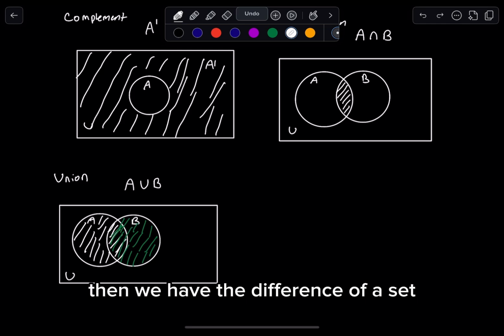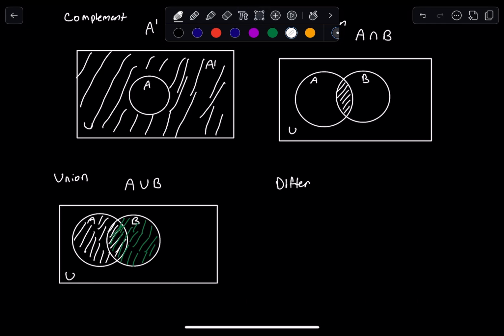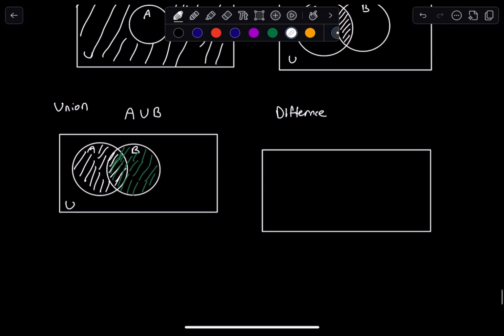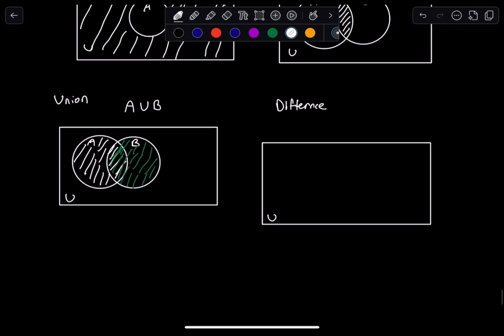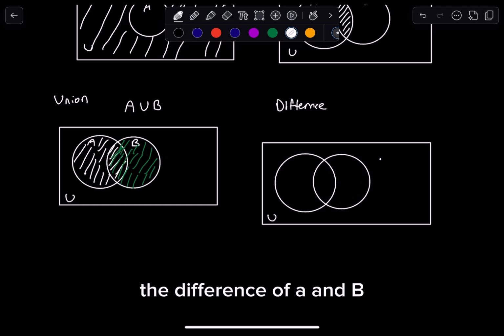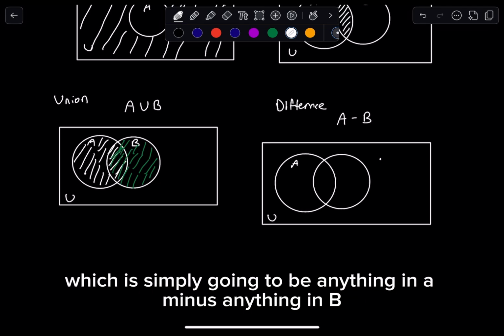Then we have the difference of a set. That is going to be the difference of A and B, which is simply going to be anything in A minus anything in B.